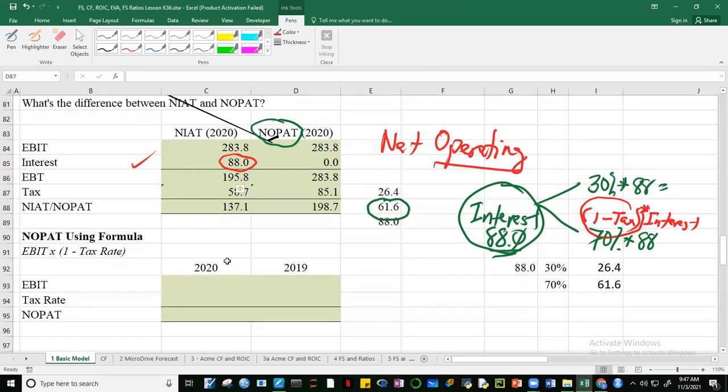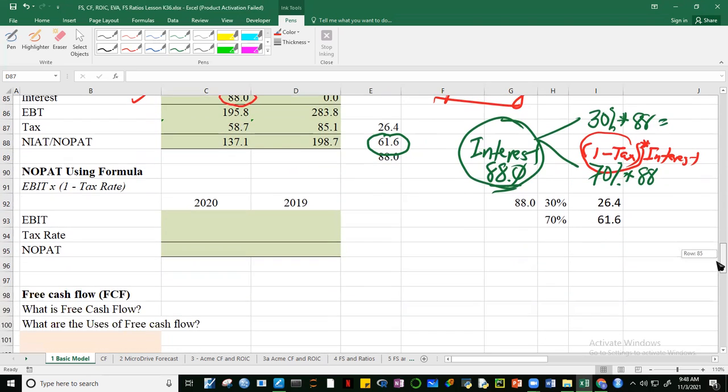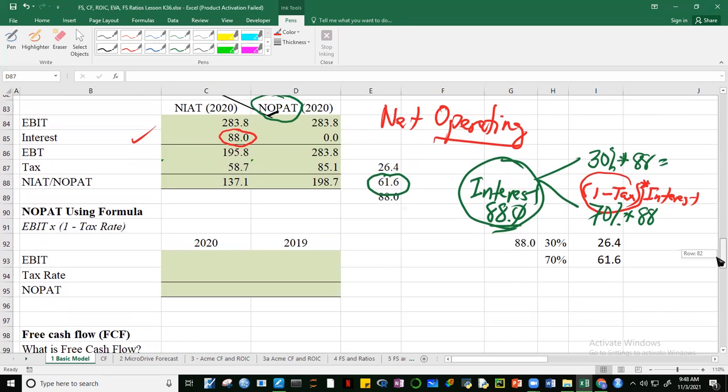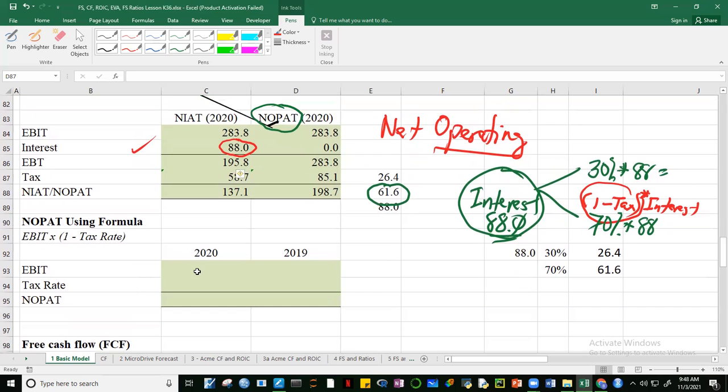By way of review, guys, NOPAT will always be greater than NIAT. Of course, assuming that the EBIT is positive, assuming that there's earnings before interest and taxes. Because if it's negative, then we'll have a different answer. So interest is 88 here. For NOPAT, there will be no interest. So the NOPAT will always be greater compared to the NIAT by 1 minus tax rate times the interest expense. So we can compute for the NOPAT, guys, using the shortcut.